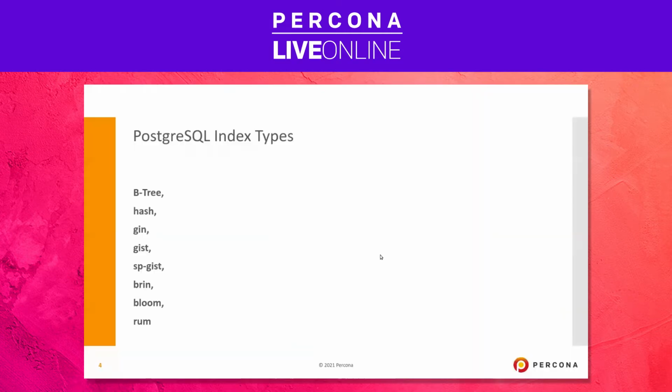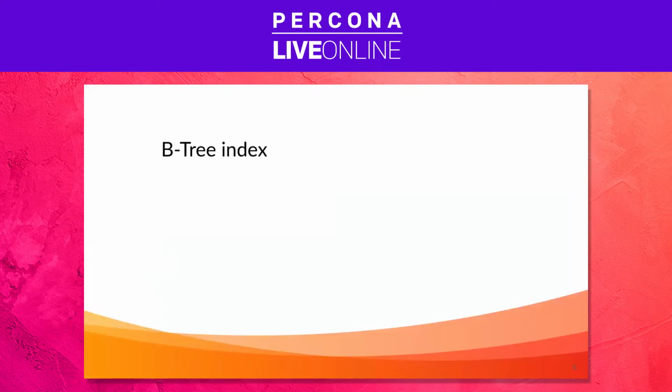In this presentation, we are going to be talking about PostgreSQL index types, both included and the single external index type, which is RUM. I will talk about two boring indexes, the B-tree and hash index, and Jobin will talk about the interesting index types. And so I will start with the B-tree index.